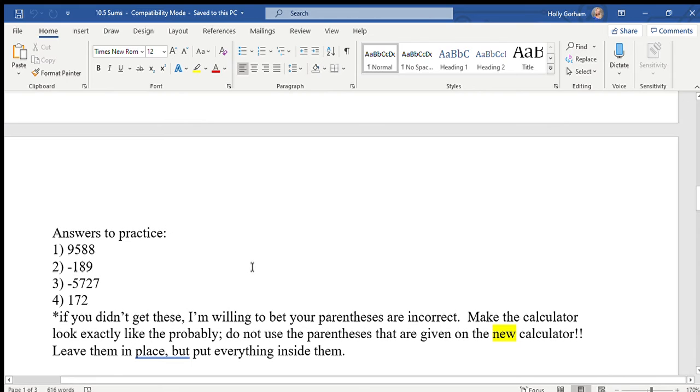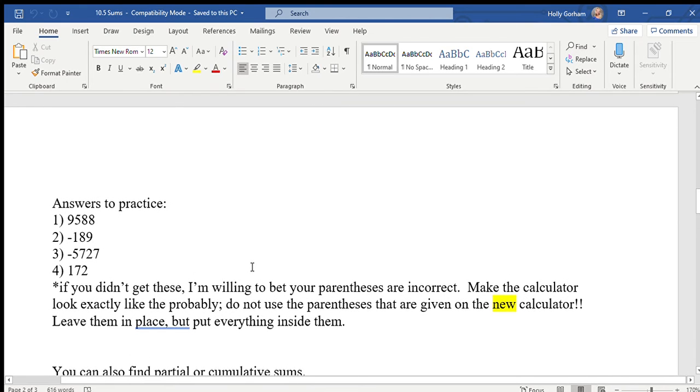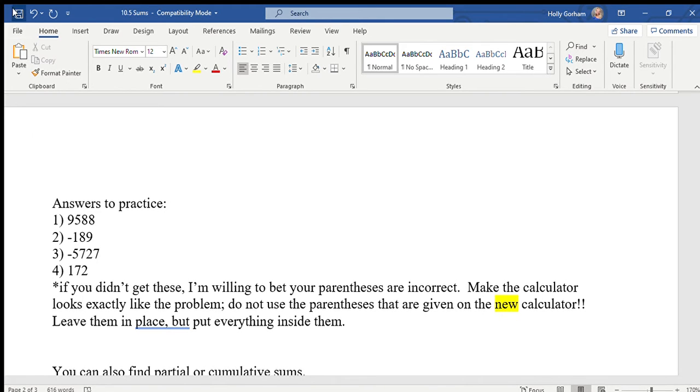And then the answers to the practice are right here. So if you didn't get these answers, I would bet that your parentheses are incorrect. So make sure that the calculator looks exactly like the problem, like identical. Don't use the parentheses that are given on the new calculator. And when I say don't use, I don't mean delete them. I just mean ignore them. Leave them in place. Just make sure everything's on the inside.